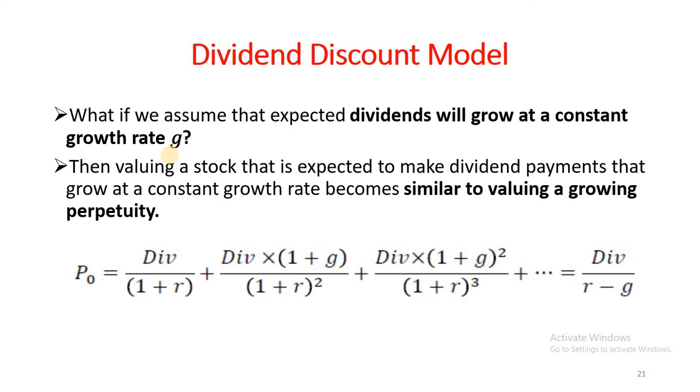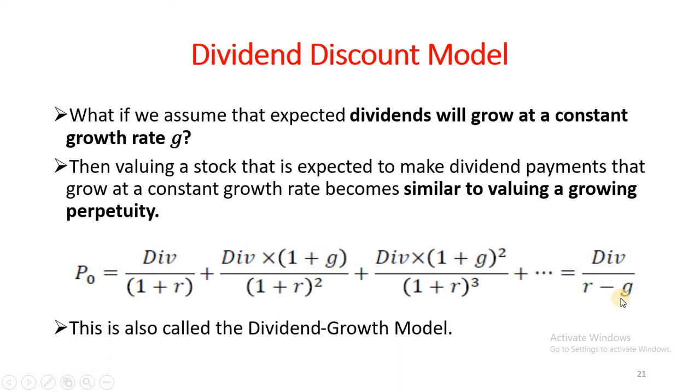So if we assume that dividends of the common stock will grow at a constant rate, in this case, we can use this formula over here. D indicates dividend, R is the required rate of return or discount rate, and G indicates the growth rate of the common stock. This model is also known as the dividend growth model.